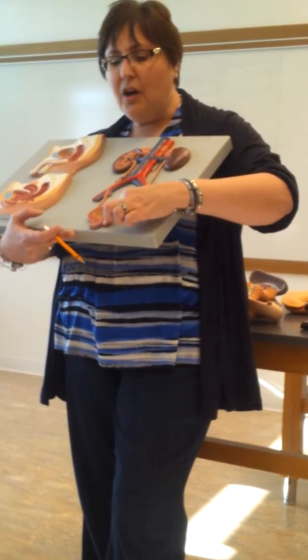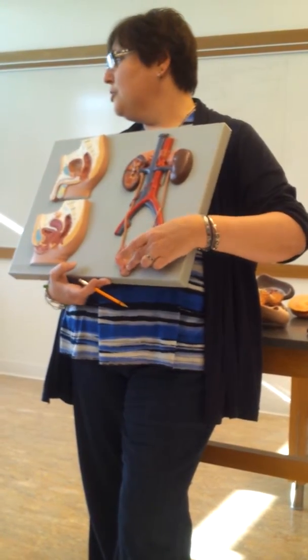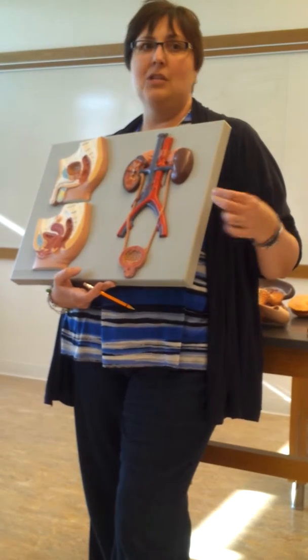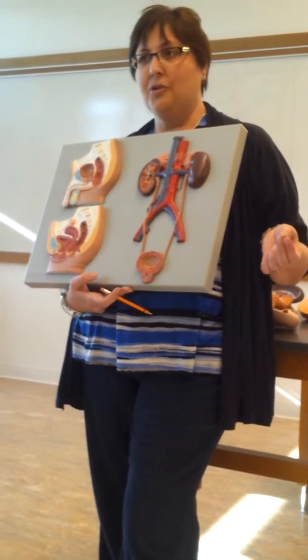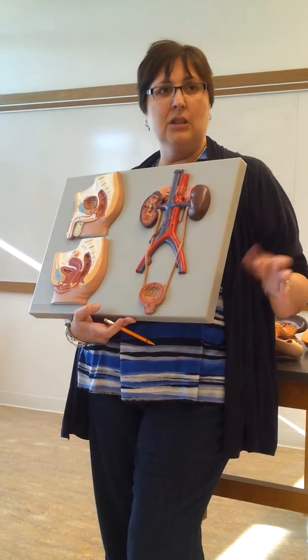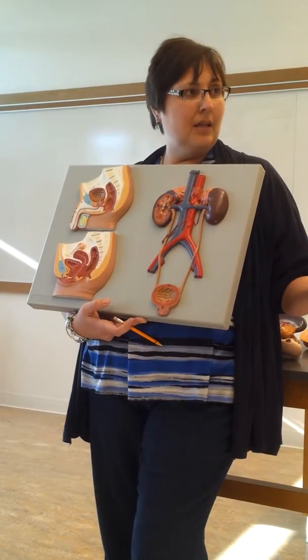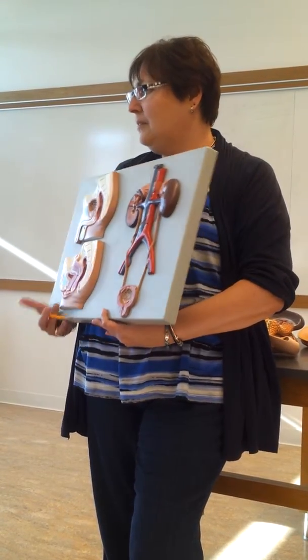In this model, you can also see, at least I think, the external urethral sphincters. We have internal and external, just like we had internal and external anal sphincters, where the internal sphincters are smooth muscle and unconsciously controlled, and the external sphincters are skeletal muscle and consciously controlled. And both of those need to relax in order to void.